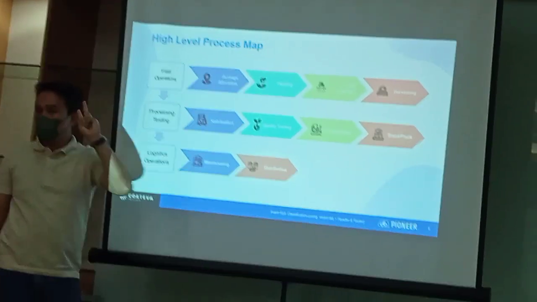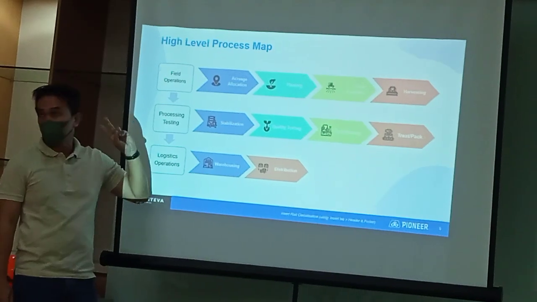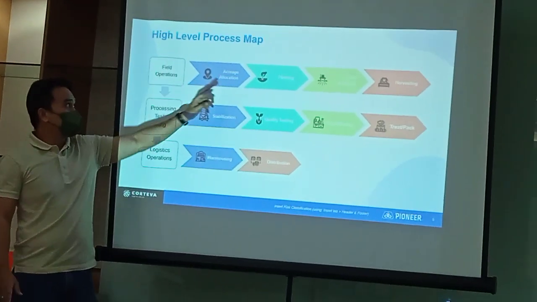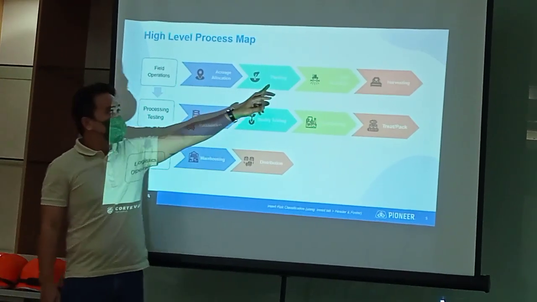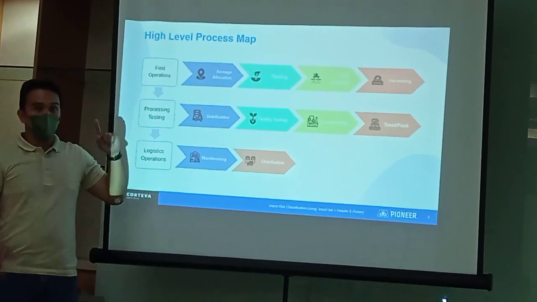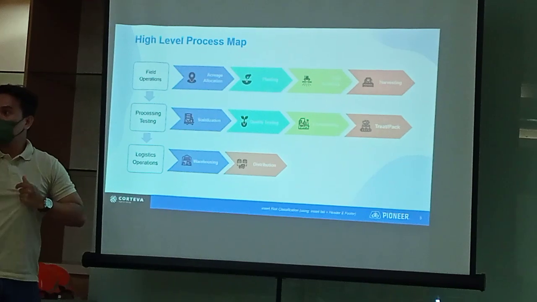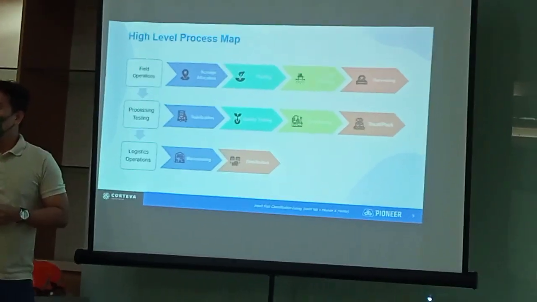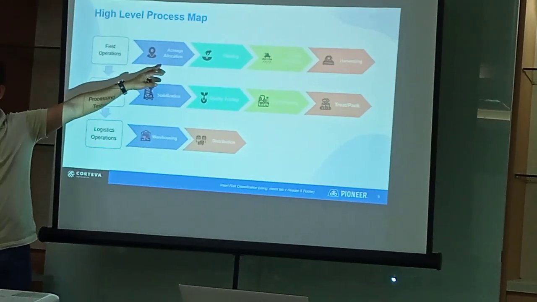It has the four major operations, processes, procedures. First one is acreage allocation, planting, field activities, and then the harvesting. So the question regarding how we deal with farmers is here in acreage allocation.